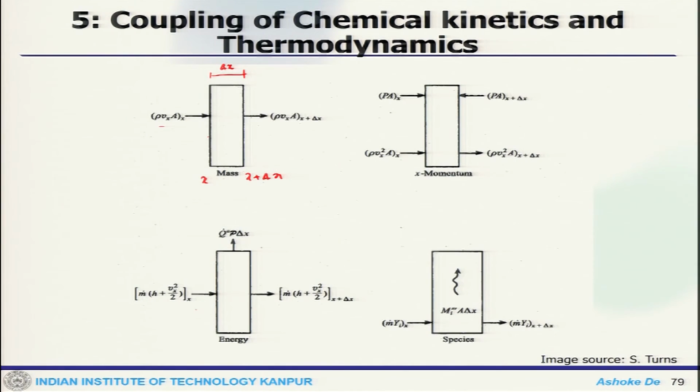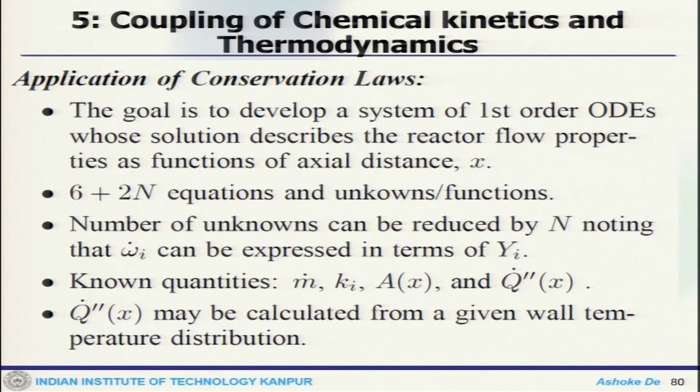So, these are the four governing equations required: one is the mass, momentum, energy, and species mass transfer equation. So, what is the idea? The idea is to develop a system of first order ODEs whose solution describes the reactor flow properties as a function of axial distance. In total we have 6 plus 2n equations, unknowns or functions.